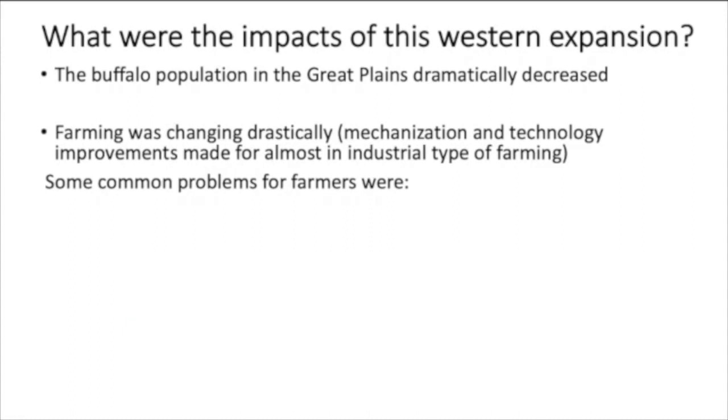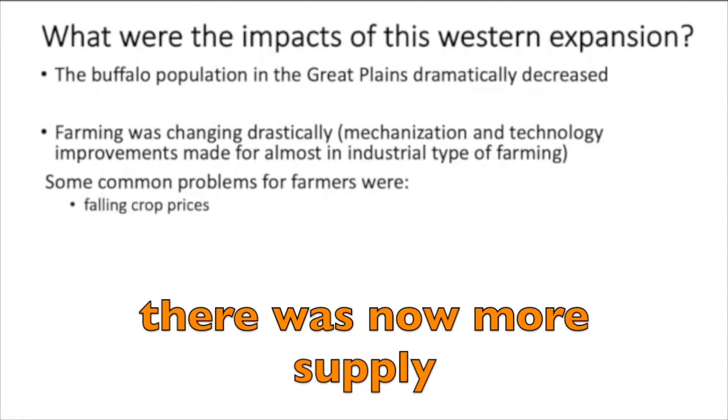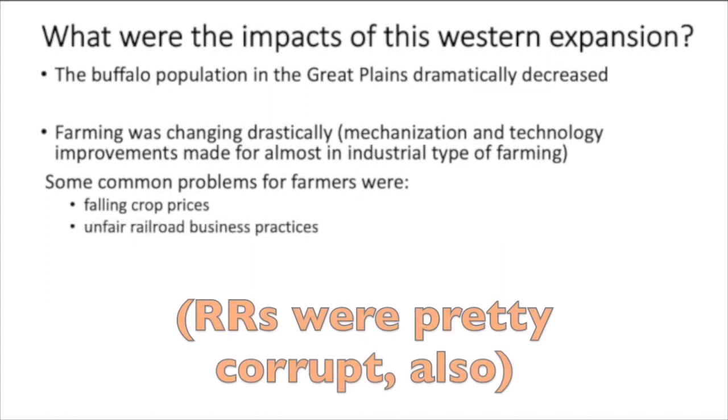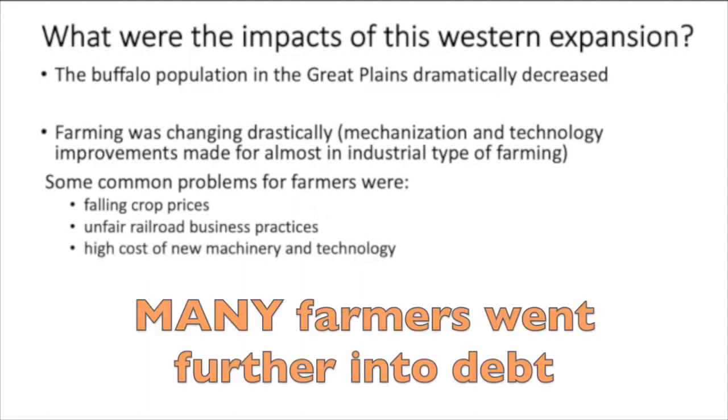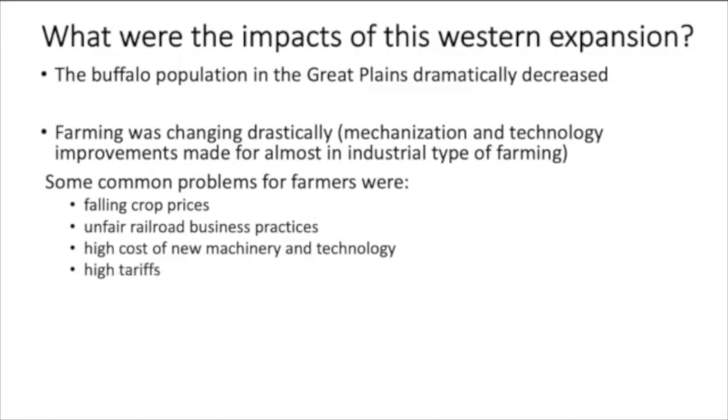Some common problems facing farmers were falling crop prices due to the expanded amount of supply because of this industrialized farming, unfair railroad business practices, which we will learn more about later, and high costs of this new machinery and technology. So while this machinery did make farming a lot easier, and this technology did, it was also very expensive. High tariffs as well. We'll talk more about all of these a little bit later.